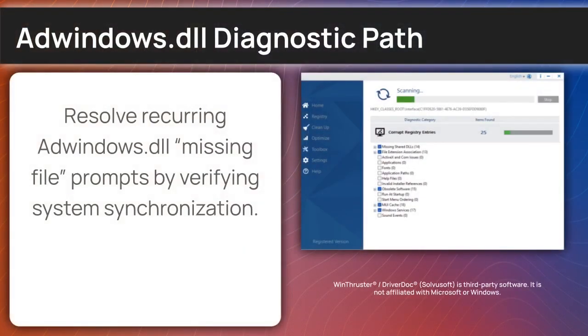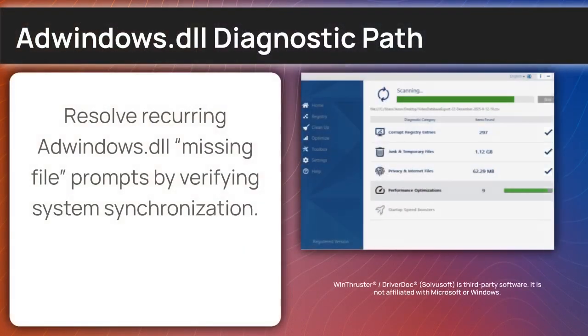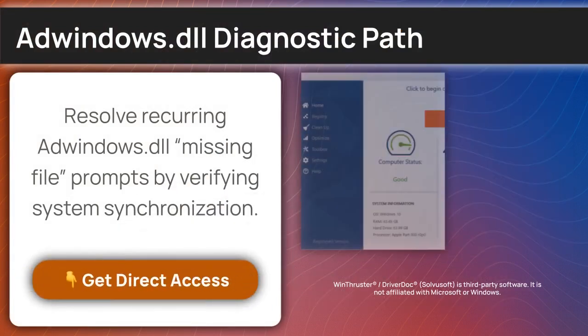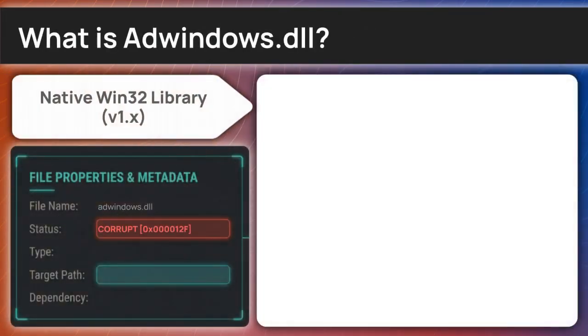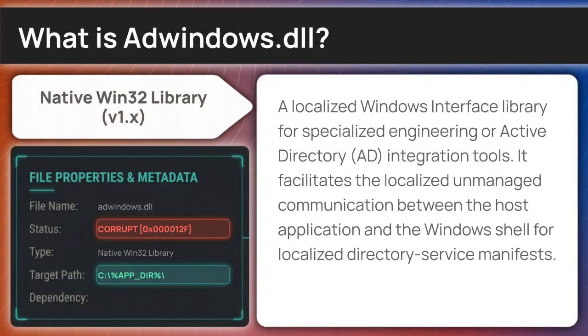Before we walk through the AD Windows Library troubleshooting, you can access a utility focused on providing a clean system environment. This is the AD Windows Library, a localized Windows interface library for specialized engineering or Active Directory (AD) integration tools. It facilitates the localized unmanaged communication between the host application and the Windows shell for localized directory service manifests.